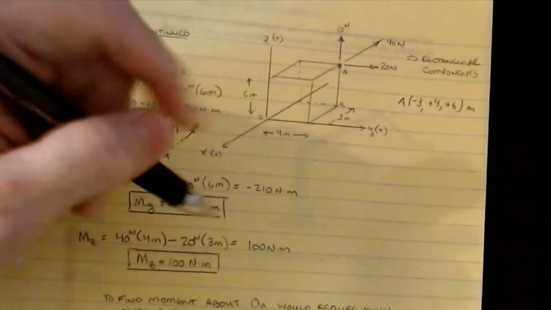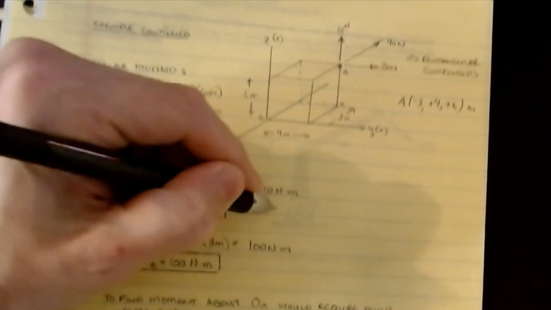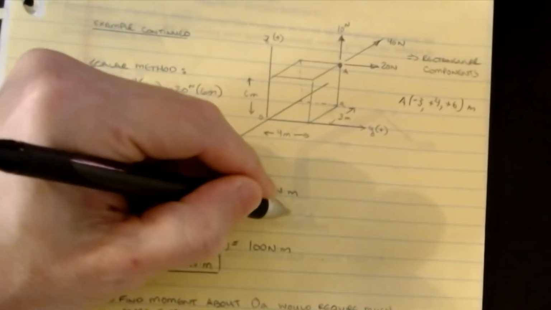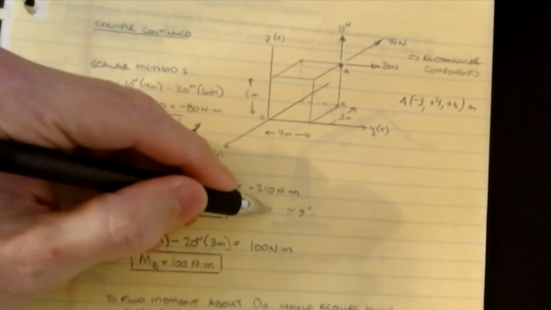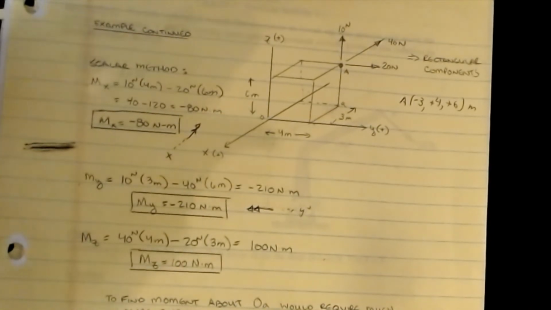So that means this moment in the y direction is going to have a double-headed vector that looks something like that, where y positive is that way. It's the opposite direction because it's a negative sign. And so very quickly I can get the sense of what's happening to this object.